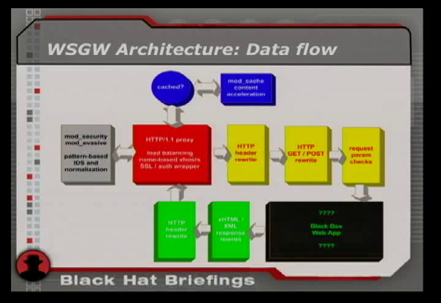So this is the data flow. We're coming through mod_security and mod_evasive. We're going into mod_proxy and doing our reverse proxy operations. And then we're running through some header rewrites, GET/POST rewrites, param checks and all that into our black box web application. And then we're funneling that back out on the response side and doing any other rewrites or filtering expressions that we want, rewriting our headers as they come back out. And we've also got caching.